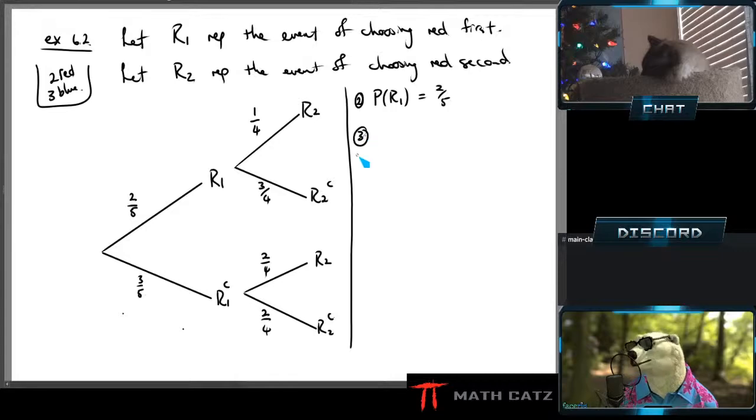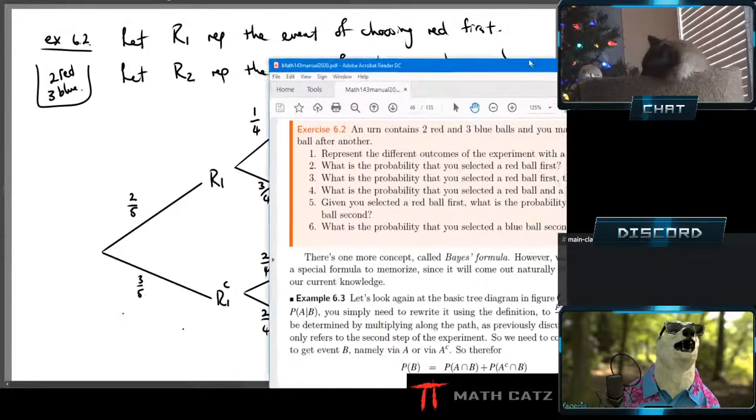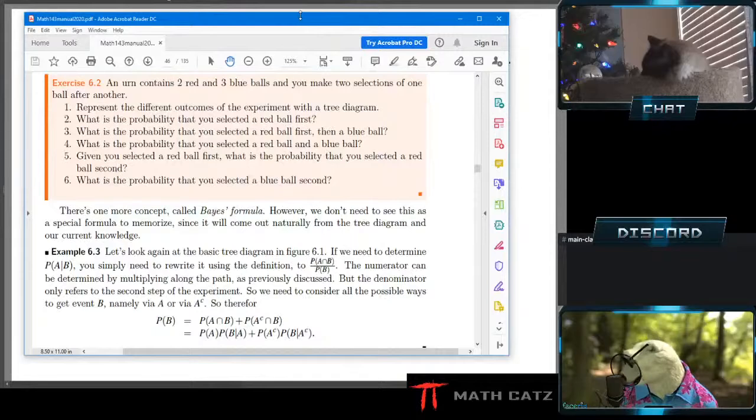Let's continue. Number three. Now, I don't remember. Maybe you can't see the book and the screen at the same time, so I'll drag it over here. Three. What is the probability that you selected a red ball first, then a blue ball?